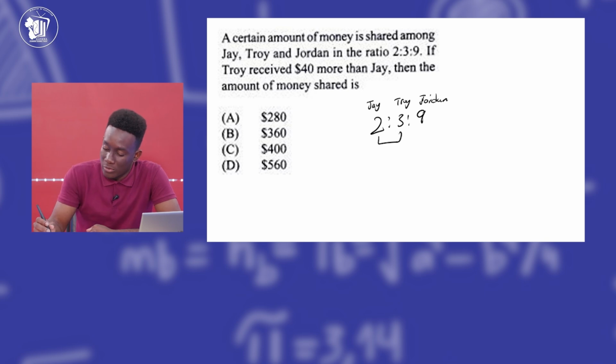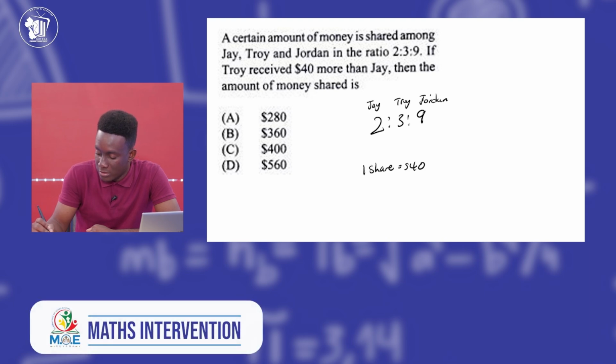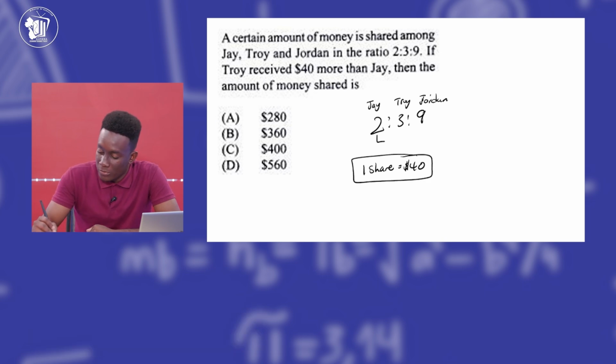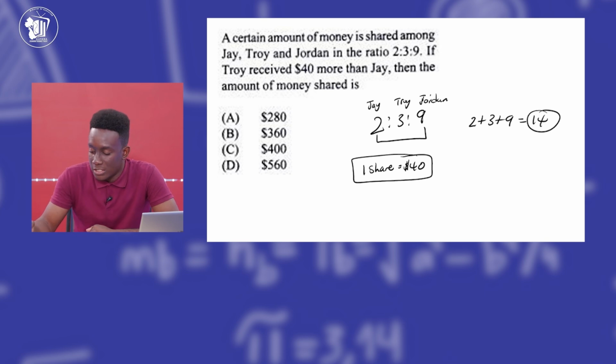So since one share amounts to $40, one share is equal to $40. So if $40 is the value for one share, then the amount of money shared would be, we add up all of the shares, which would be 2 plus 3 plus 9. So 2 plus 3 is 5. 5 plus 9 would be 14. So we have 14 shares in all. So to get the amount of money shared, we multiply the 40 by the 14.